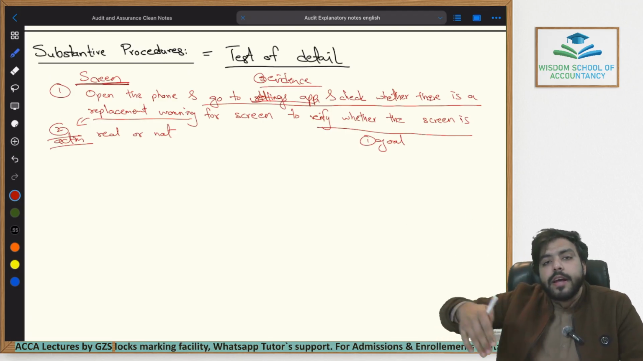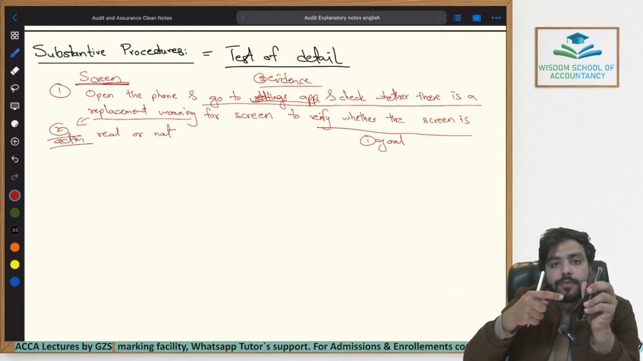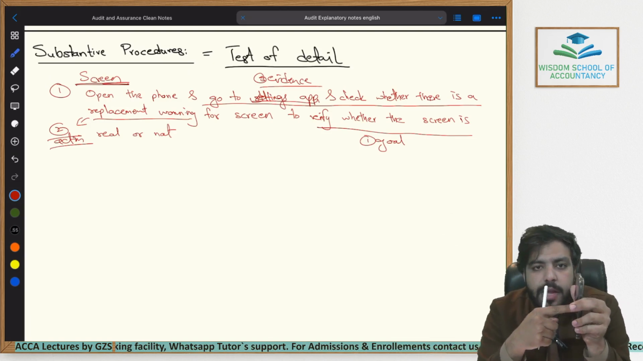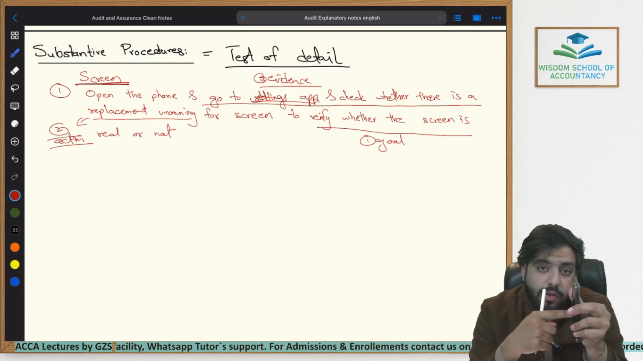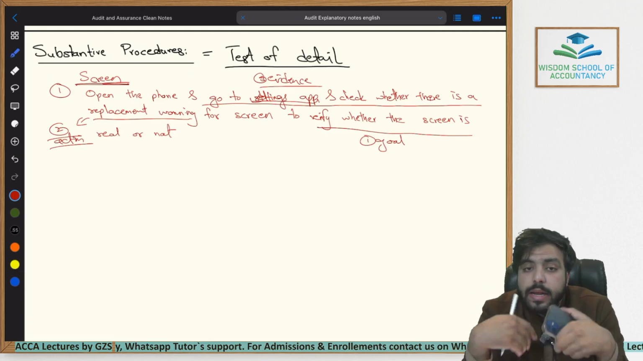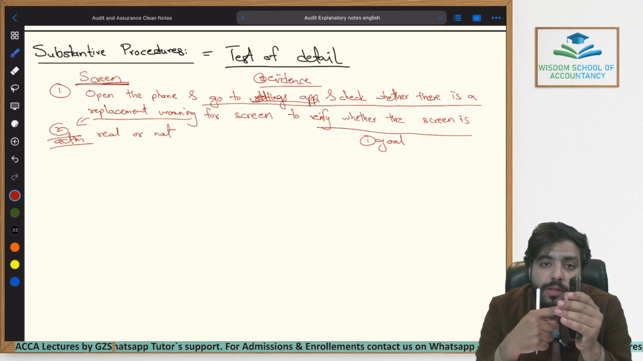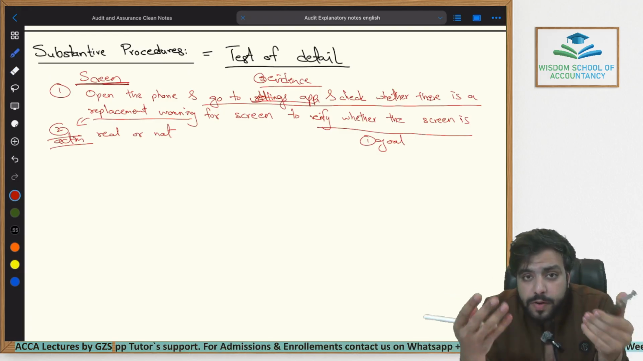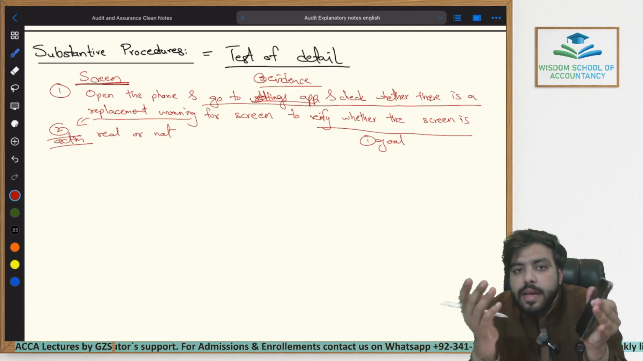If I create a new procedure for this where I have to put pressure upon the screen, the evidence would be again the phone screen. If there is any kind of distortion, that is the evidence. What action am I taking? I'm putting pressure upon the screen. And what am I trying to verify? I'm trying to verify whether the screen is original or not.